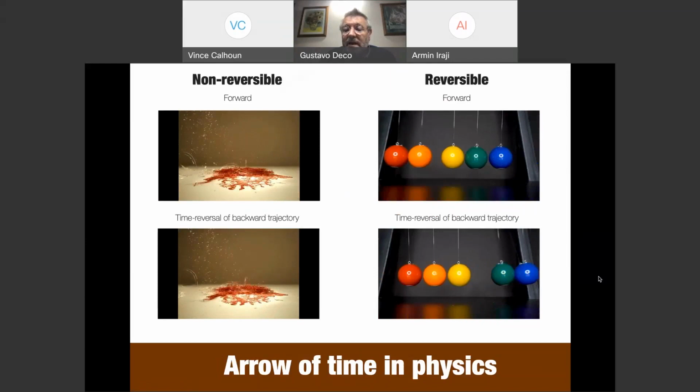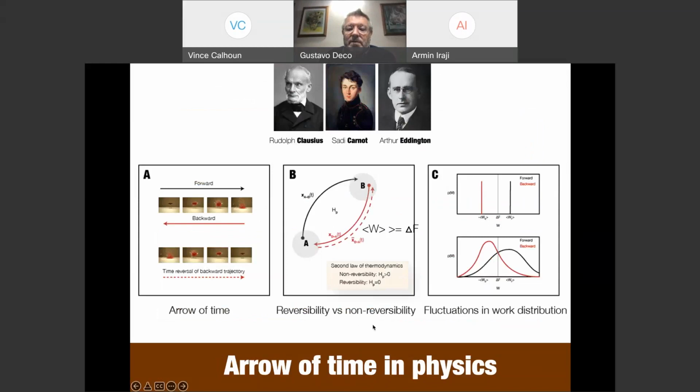Why am I saying this? Because if you remember, the second law of thermodynamics was actually defining the arrow of time. So if you know that a system is reversible, you project the movie forward or you project the movie backward, the reversal movie, and you cannot distinguish them, that means that the system is perfectly reversible. If you can distinguish them, the system is non-reversible, and that implies that the system is in non-equilibrium, that it is driven from outside, and it can be captured in this way.